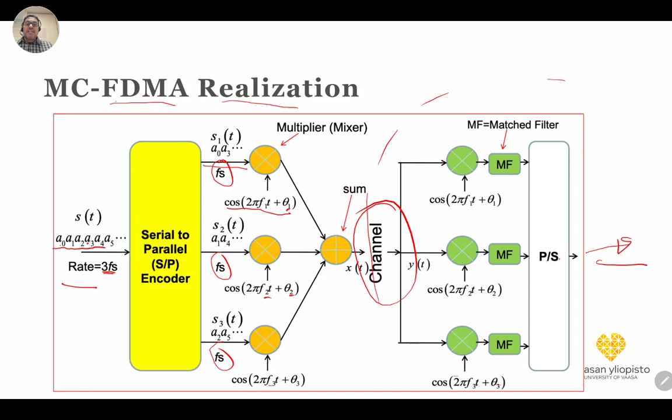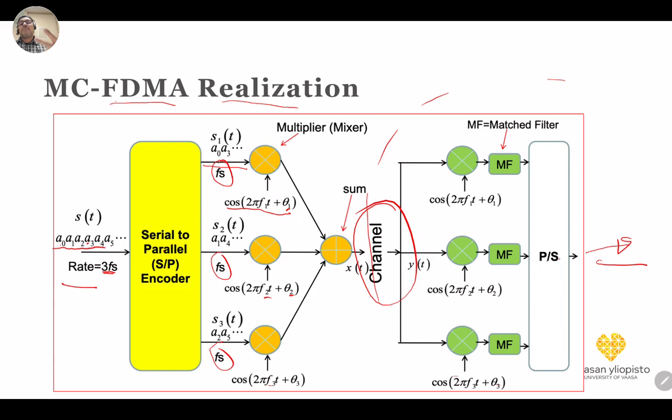Theta 1, theta 2, theta 3 is out of my control, because that theta is the drift in the local oscillator. I cannot control them to start exactly in the same phase. This is out of control in the old systems, as it is shown here. So theta 1, theta 2, theta 3 is out of my control. It is random phase introduced in each cosine. But F1, F2, F3, I design the system.